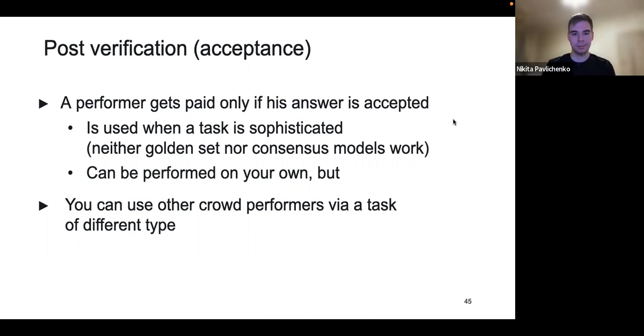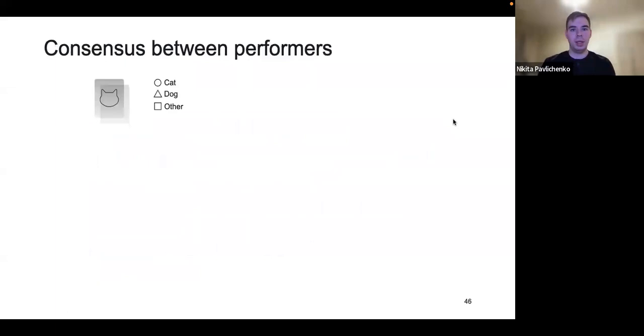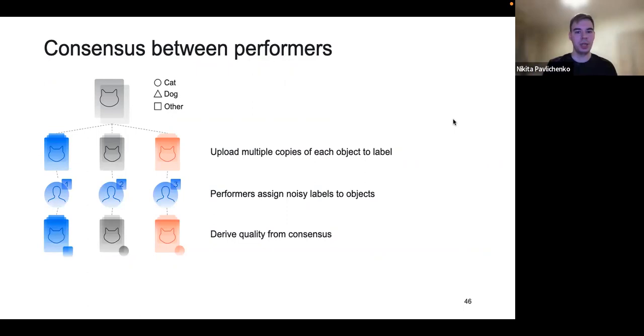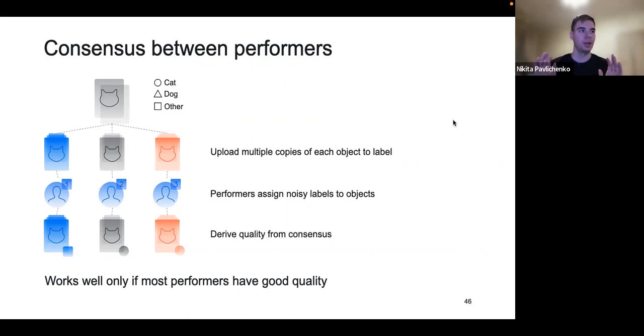Okay. And finally, we have consensus between performers. So you usually send the same task to multiple annotators. They assign some noisy labels, and you derive a consensus between them. But it works only if most performers have good quality. So if all of the answers for your project are spam, it won't work.